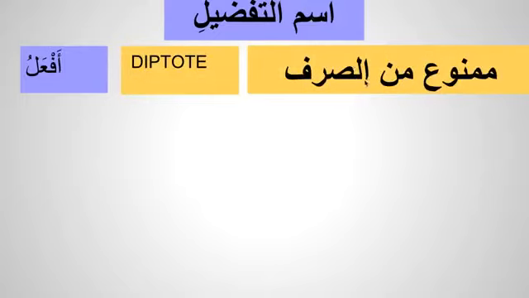So this noun af'alu has certain characteristics. What are the characteristics? If you look here, it has a single dhamma, and we know any noun on the pattern of af'alu, like we've done before, ahmaru, asgharu, is a diptote, a mamnu' minas sarf. That means it doesn't take kasra. So this ism tafdeel doesn't take kasra.